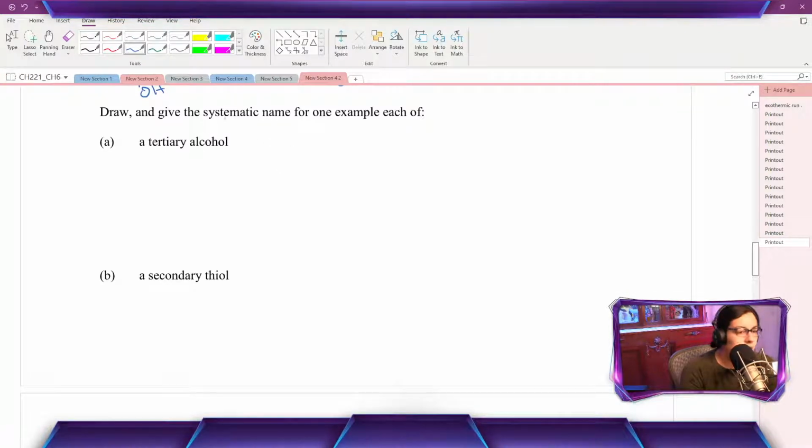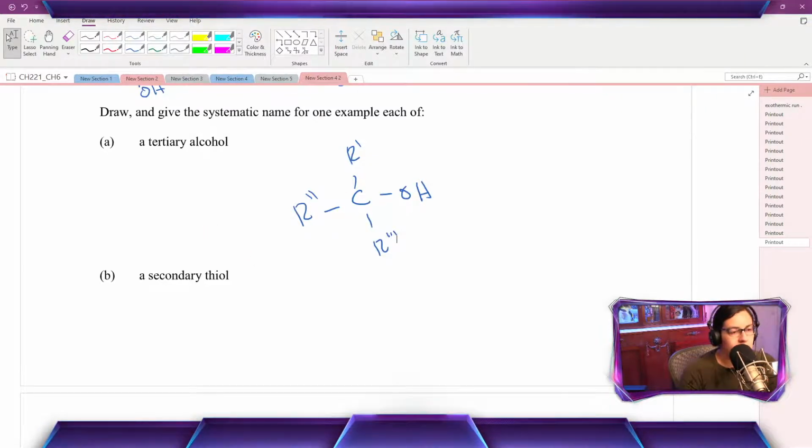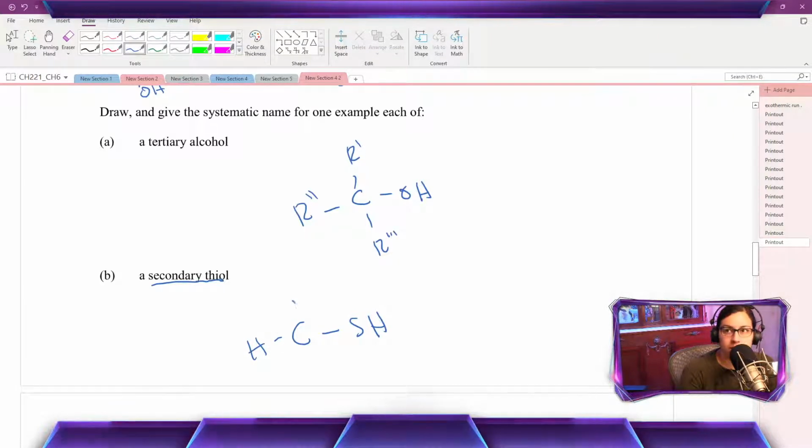And so now these are just, can you come up with a derivative? Do you know what a tertiary alcohol is? So a tertiary alcohol has to be attached to a carbon with 3 separate R groups. So something like this. They could all be methyls. I just put R1, R2, R3 for simplification. So what about a secondary thiol? What does that mean? So we know a thiol is SH. And so if it's secondary, the carbon's attached to 1 hydrogen. And then we can have 2 different R groups.